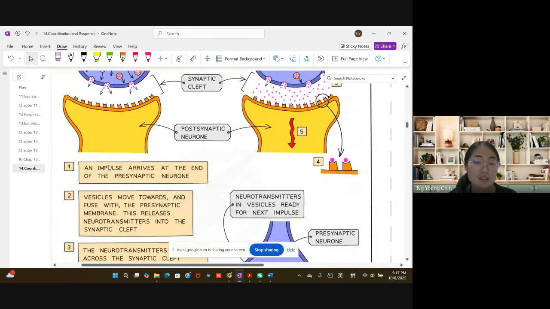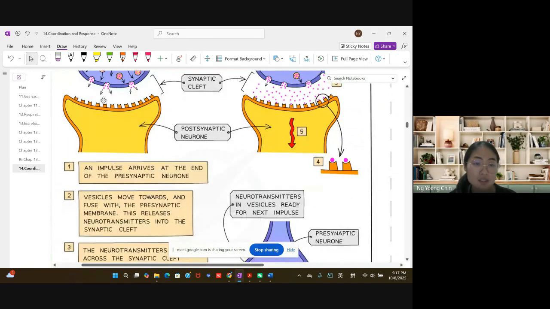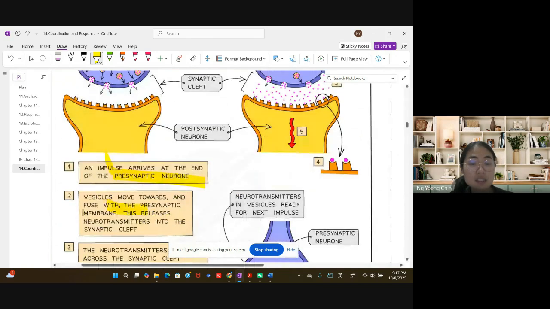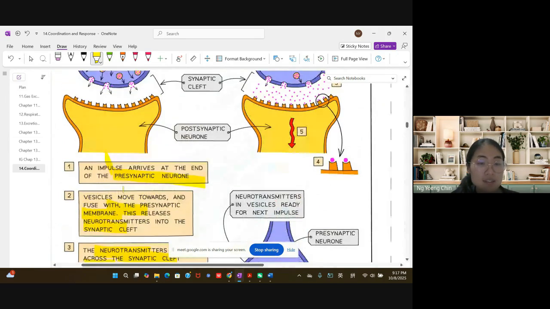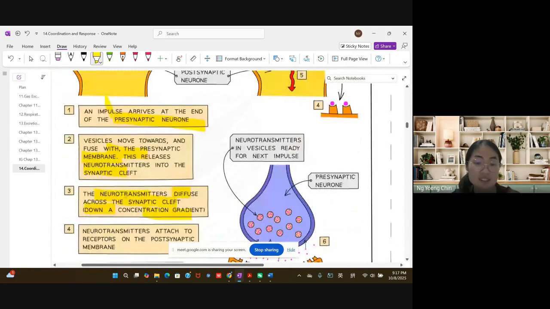When the impulse arrives at the presynaptic neuron, this will cause the vesicle to move forwards, and then they will fuse with the presynaptic membrane. Then they release the neurotransmitter into the synaptic cleft, which is the space between the neurons. The neurotransmitter diffuses across the synaptic cleft down the gradient, because it's simple diffusion, from high to low concentration. That's why it's down the gradient.